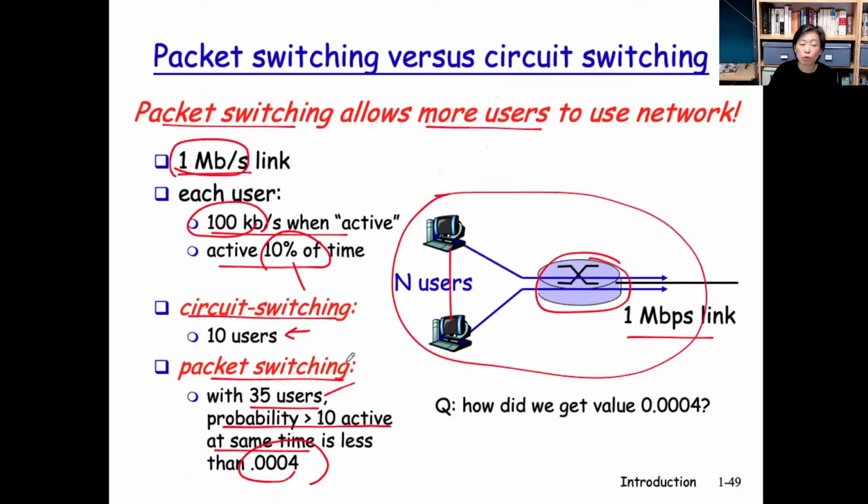So if you do have a lot more users and each user needs just a small portion of time to send data, which one would you pick? Circuit switching or packet switching? It's quite obvious, isn't it? And oh, by the way, does anyone here know how to derive this value? The probability of 10 of the users being active at the same time, given the active rate is 10%.